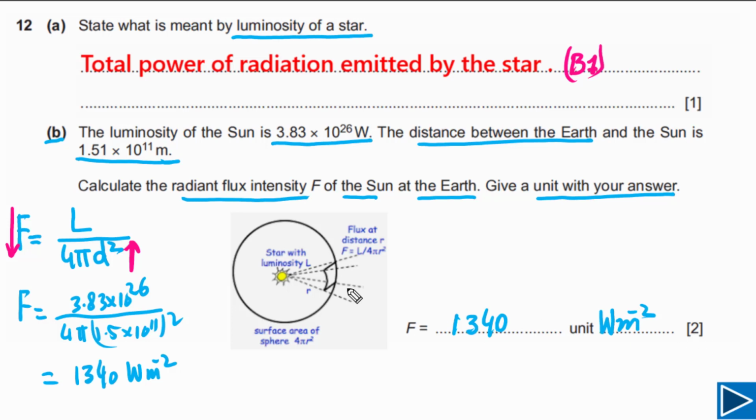And this question has 2 marks. The first mark you will get if you have written this formula, and the final mark is the answer mark. If you have written the right answer with the right unit, you will get the second mark.